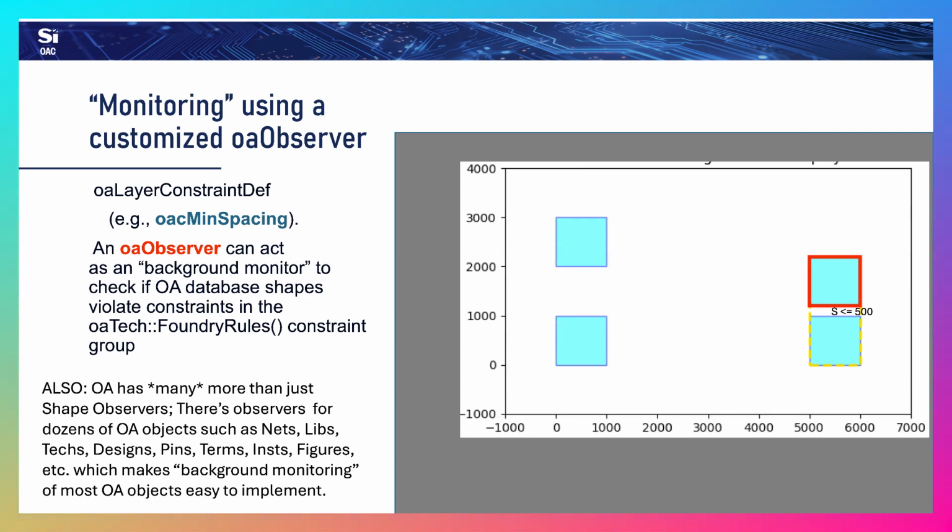Also, OA has many more than just shape observers. There are observers for dozens of OA objects such as nets, libraries, text, designs, pins, terms, insts, figures, which makes the background monitoring of most OA objects easy to implement.